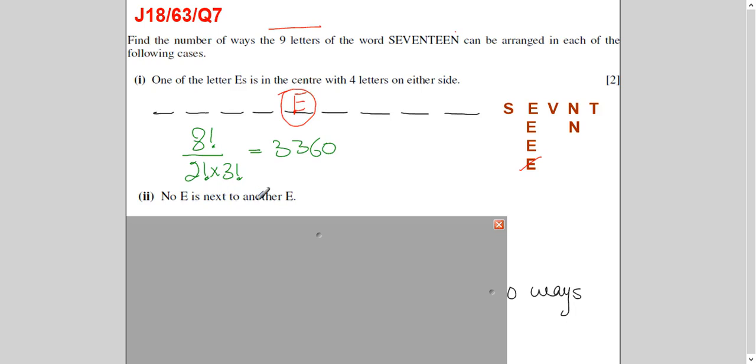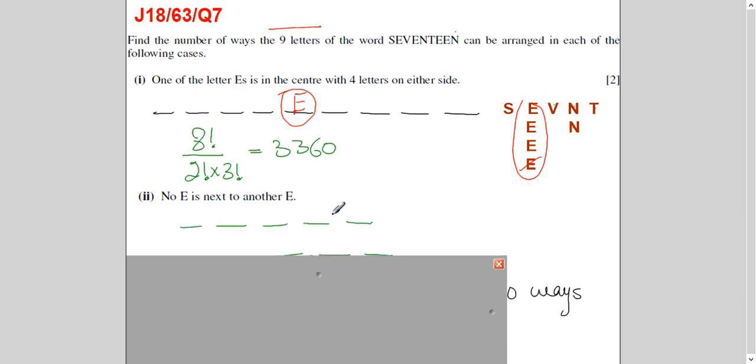No E is next to another E. Now this is a case of separating things. So I want to separate these 4 E's. So the other letters have no issue. What has no issue? 1, 2, 3, 4, 5. So these 5 have no issue. How will I write them? I will write 5 factorial divided by 2 factorial, right?